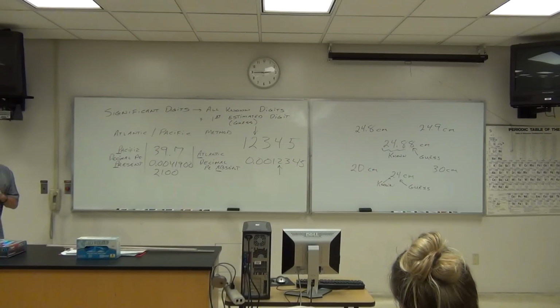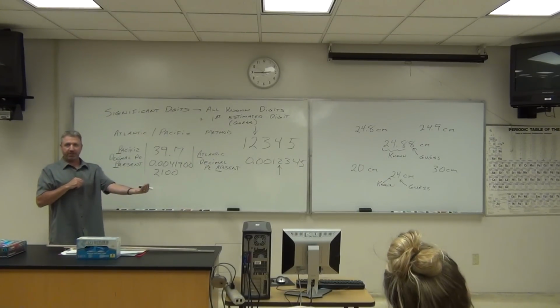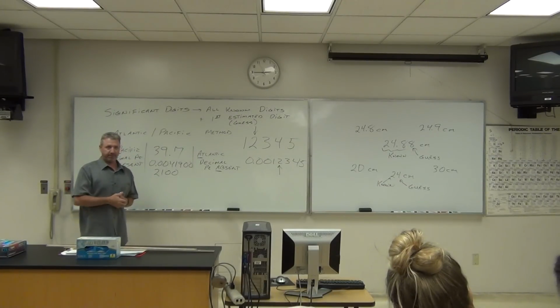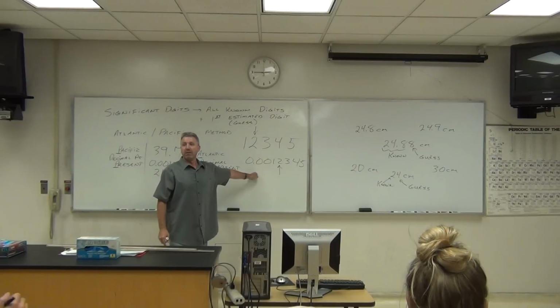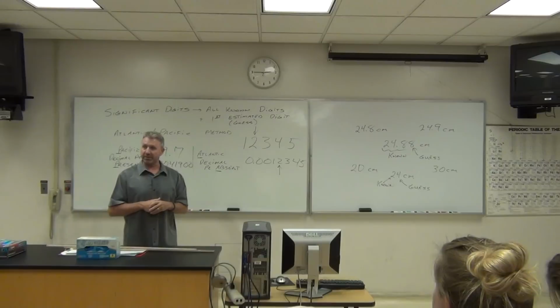Everybody good with that? There's a difference between how many significant digits are in a number and what is the first, second, third, fourth. And we need to know that because we're going to round based on the number of significant digits in the data that was used to generate our answers.